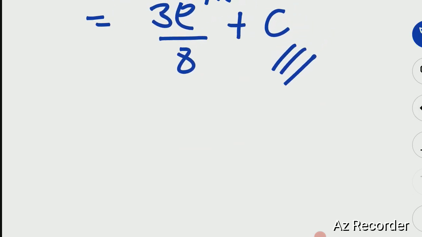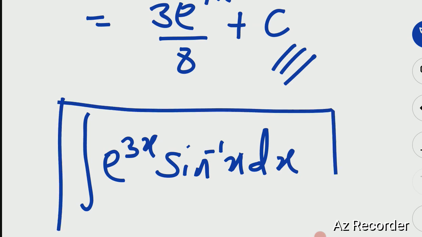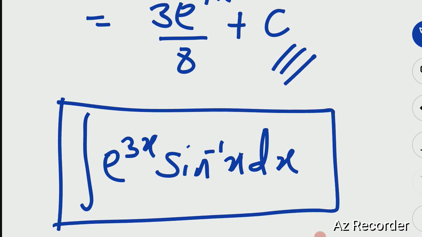Now you can do this one on your own when you are free. This is a question that you are going to solve: e to the 3x times sine inverse of x dx. You can solve this question and submit your solution in the comment section.